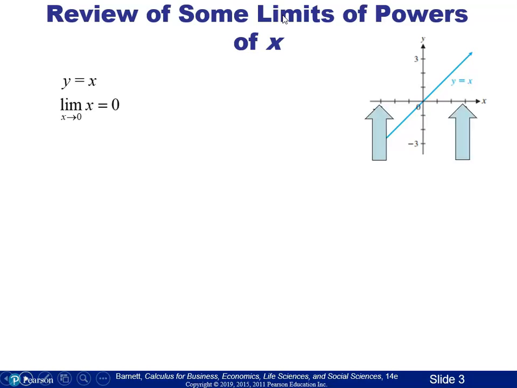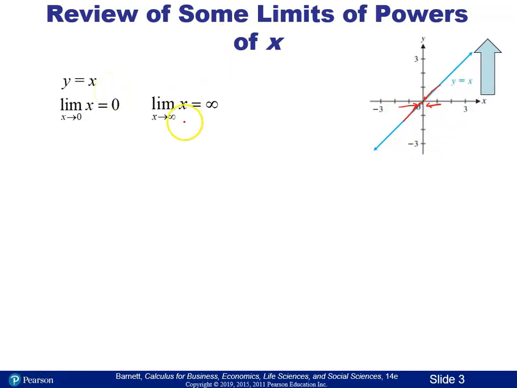Okay, just to briefly review a few of these limits here. If we're looking at the function y equals x, which is just this diagonal line here, and we look at the limit as x approaches 0, that means as we're coming in toward 0 from both directions, and you can see that means following this and following this. So it's coming to a y value of 0, and that's where we get the 0 as the limit there.